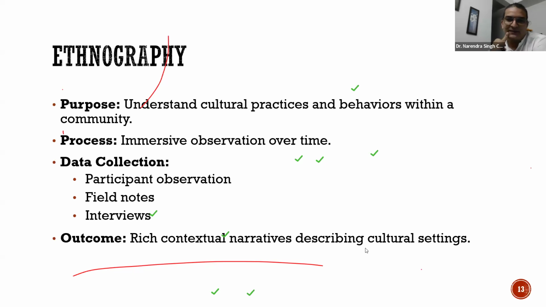Ethnography, correct. So that means as a researcher, I can go and stay with those people. I can observe them. I can immerse myself in that particular experience. In that way, through participant observation, I can take field notes. I can interview people. Now, what is the outcome? A rich contextual narrative describing the cultural setting, and why people behave in a certain manner.